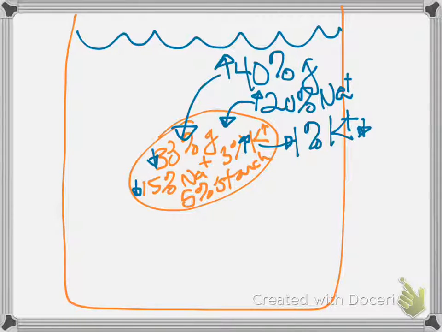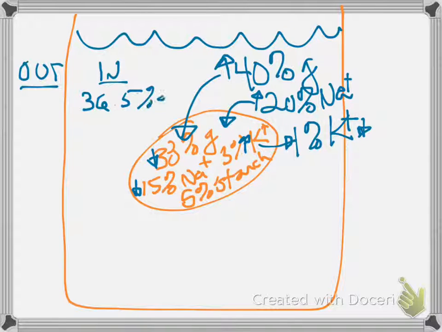So let's think about this now. 40% glucose outside the cell, 33% inside the cell. After everything is done moving, the outside of the cell and the inside of the cell should have the same percent of glucose. There's a 7% difference between them, which means that 3.5% of that glucose is going to go inside the cell, bringing the inside of the cell up to 36.5% glucose, and then the outside is also going to be 36.5%.